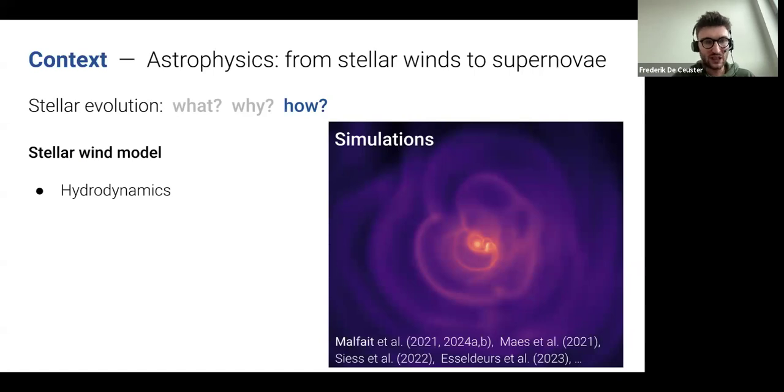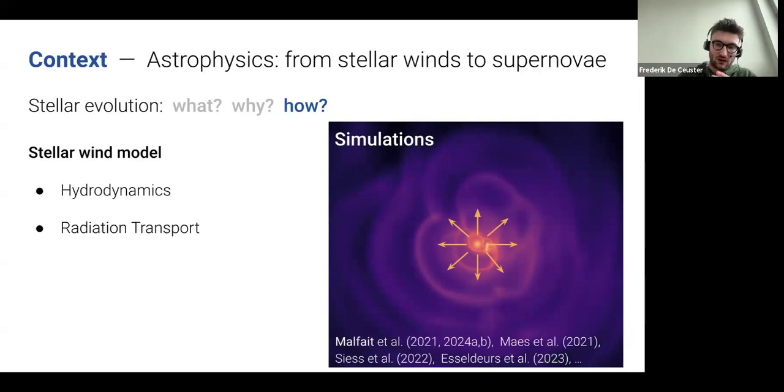First of all, there is the hydrodynamics that describes the flow of material in these models. Then there's also the radiation transport. So that's the transport, in this case, of electromagnetic radiation. That's important because we believe that the actual pressure, the thing that pushes out these stellar winds, is the radiation pressure from the star in the center. So if you want to model these outflows, you really need to have this radiation field in there.